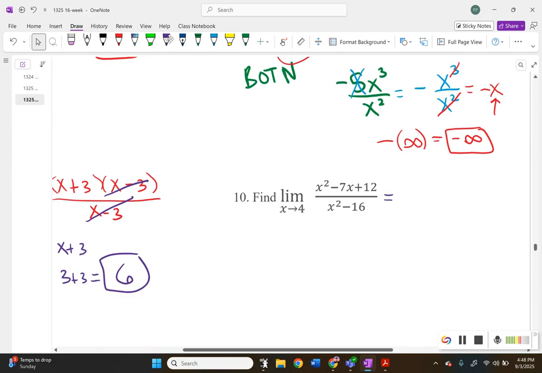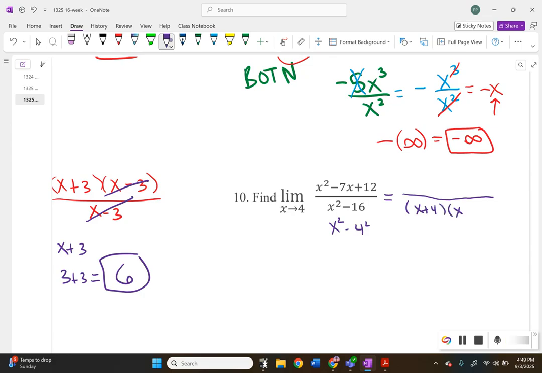So in the denominator, I have 2 terms again, so there's only 2 ways to factor. I can pull out a greatest common factor, which I can't, or it's the difference of 2 squares, which it is, x squared minus 4 squared. So that's going to be x plus 4, x minus 4.